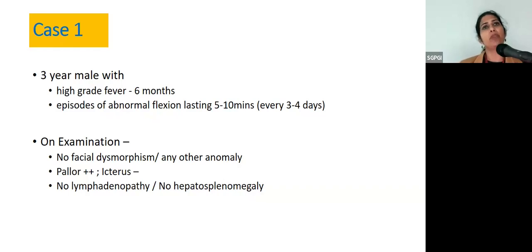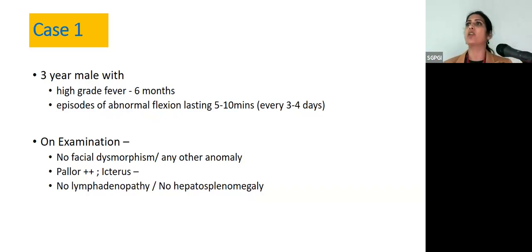Lasting for 5 to 10 minutes, and then the child would become drowsy and he would be fine after an hour or so, and this would happen every 3 or 4 days. That was the only positive history we had. There was nothing else in the history. He had 2 siblings, they were fine. Nothing in the past history, family history, everything fine. On examination, we saw there was no facial dysmorphism, no other anomaly, nothing looked like a syndrome, and he was having pallor, severe pallor, but no icterus.